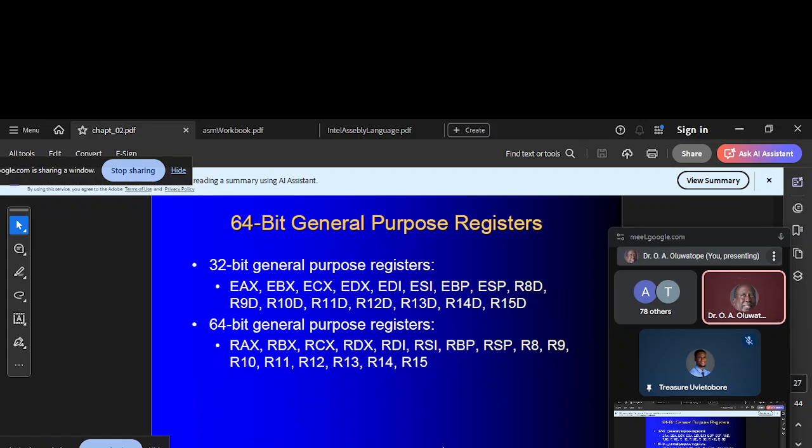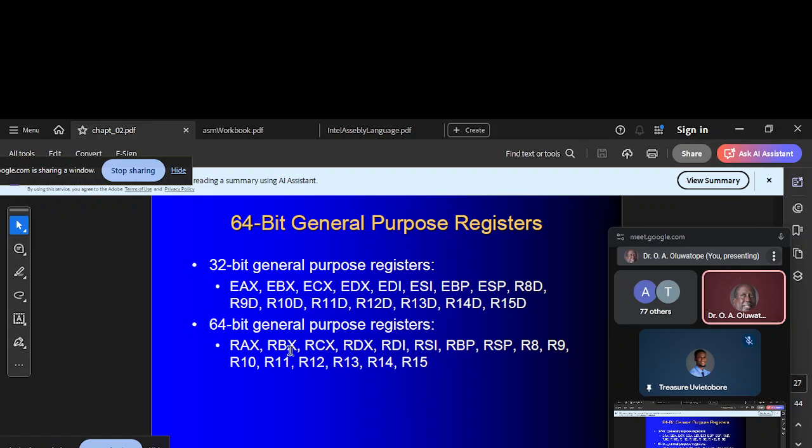So can you see? These are 32-bit general purpose registers, EAX, EBX, all through, and then you have R9D, R10D, all these are 32-bit registers.